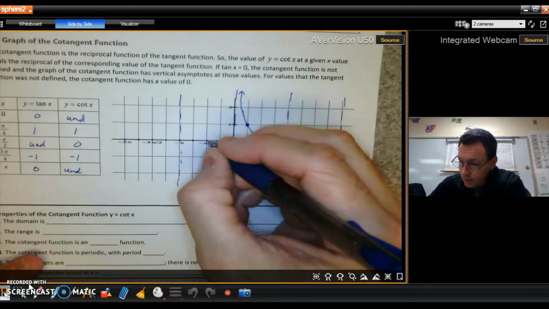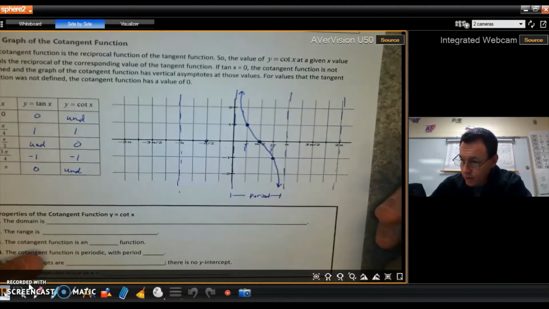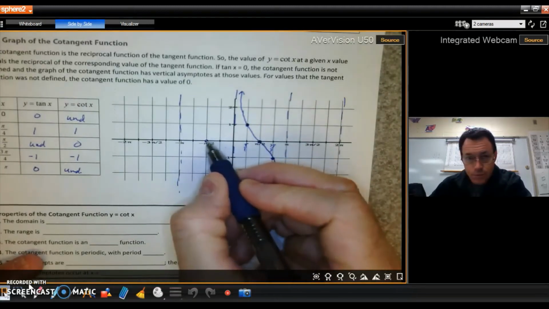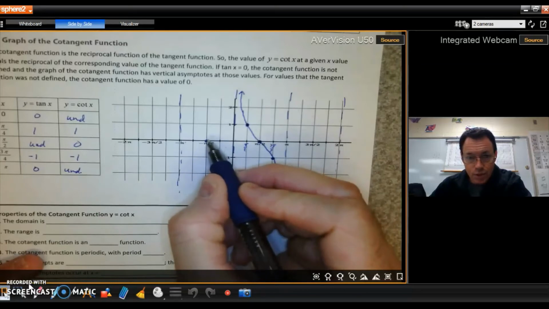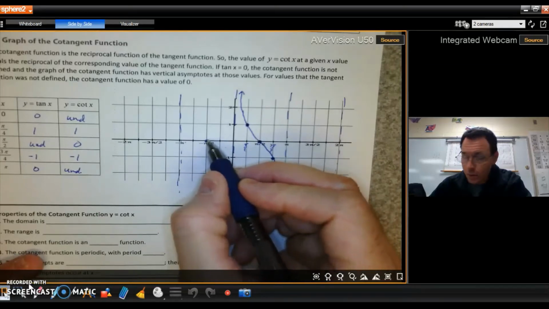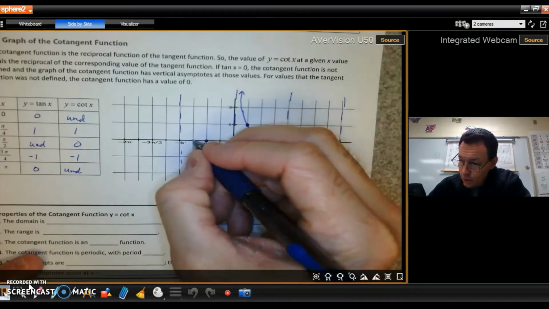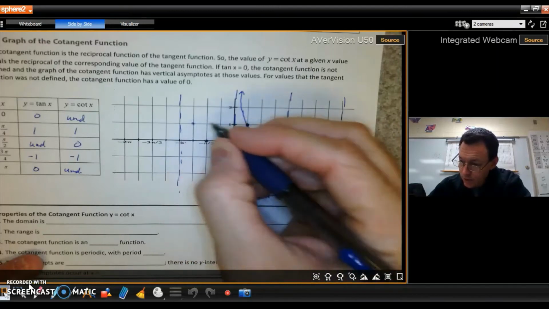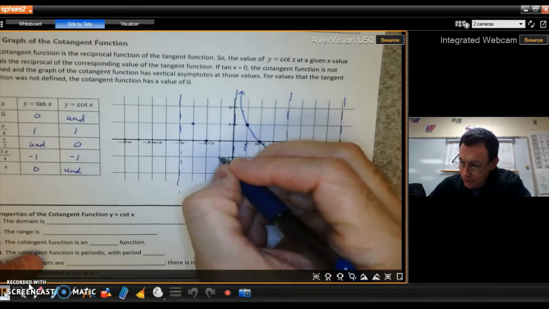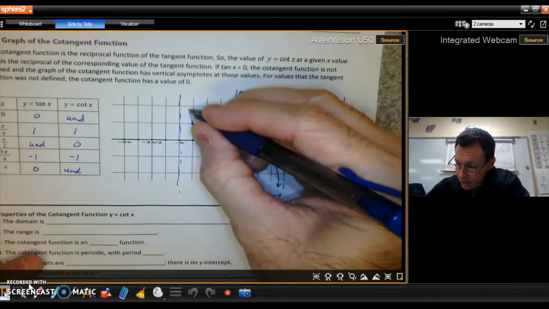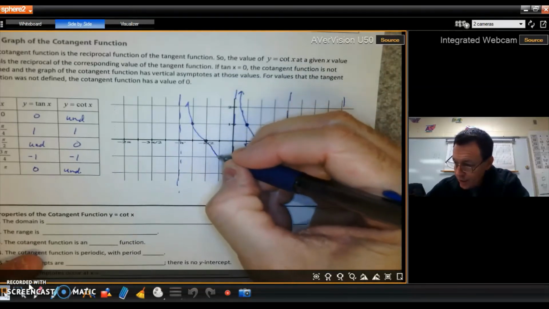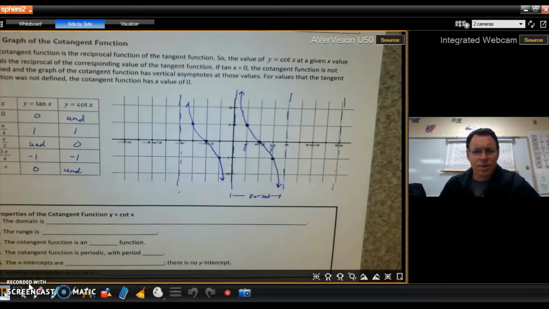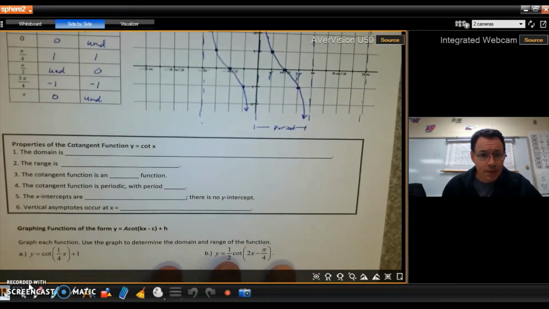Right here, it would again go through the middle. So right in between your asymptotes and right on the x-axis, that's your starting point. And then it's going to go up and to the left, and down and to the right. And that would be another cycle. So it kind of looks like a backwards S-curve from first semester when we drew those. But that's it. That's 2 cycles of a cotangent graph. So what can we see about the cotangent graph?